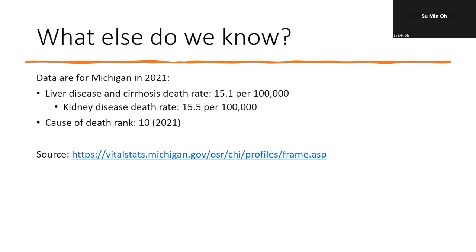So liver disease and cirrhosis death was the 10th leading cause of death for Michigan. And the 9th leading cause of death was kidney disease. And number 1, the leading cause of death, was heart disease.